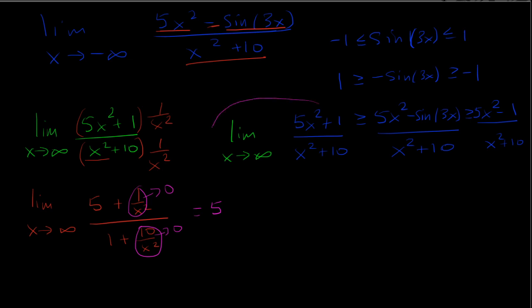So this limit right here we said is 5. Now let's take a look at this limit on the right. The only difference in this function is instead of adding 1 over here, we're going to be subtracting 1. So really we're going to be subtracting 0, which really doesn't change anything, right? So it'll be 5 minus 0 over 1 plus 0. So the limit there should also be 5.